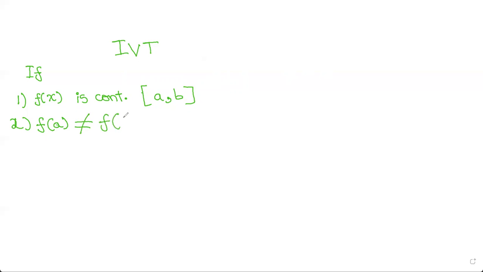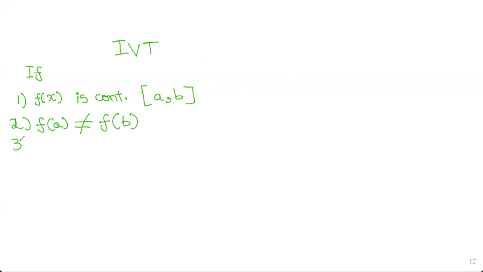If f of x is continuous, I'm just going to write it as CONT. So if f of x is continuous on the closed interval a comma b, so it's continuous in this closed interval. Second condition is that f of a, so this value of a, you input it into the function, is not equal to f of b.